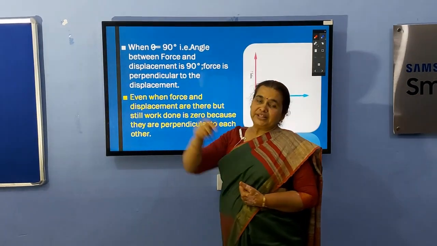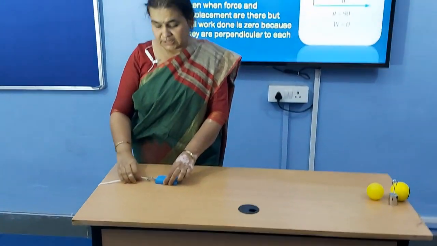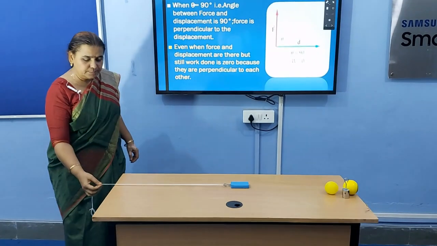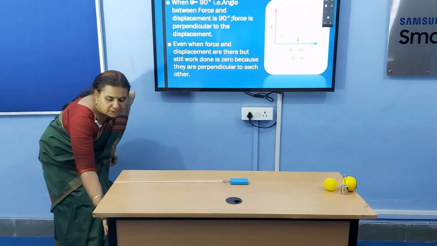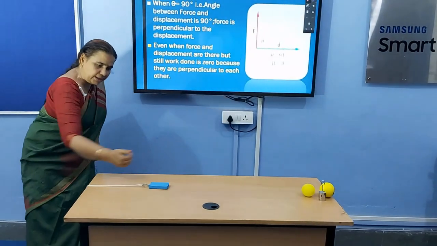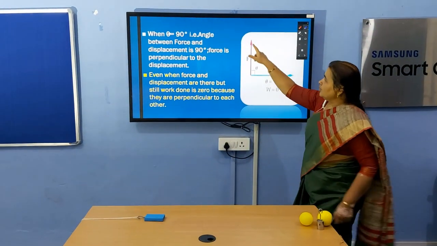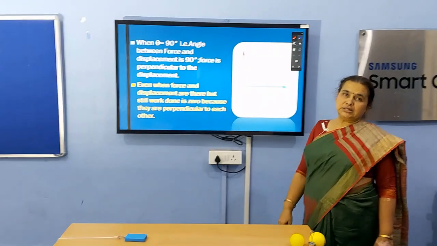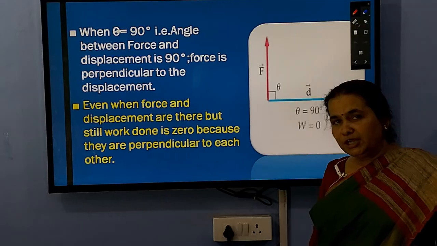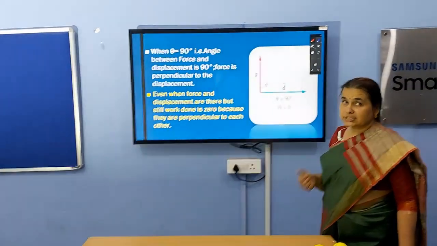The third condition is when the angle between the two is 90 degrees, because the cos of 90 is 0. See here, this block is again displaced but I am applying force in this direction. And when I am applying force in this direction, displacement is again parallel to the surface. That's why the angle between force and displacement is 90 degrees, whether it is upward or downward. Force and displacement are perpendicular to each other and cos 90 is 0. So work done is 0.